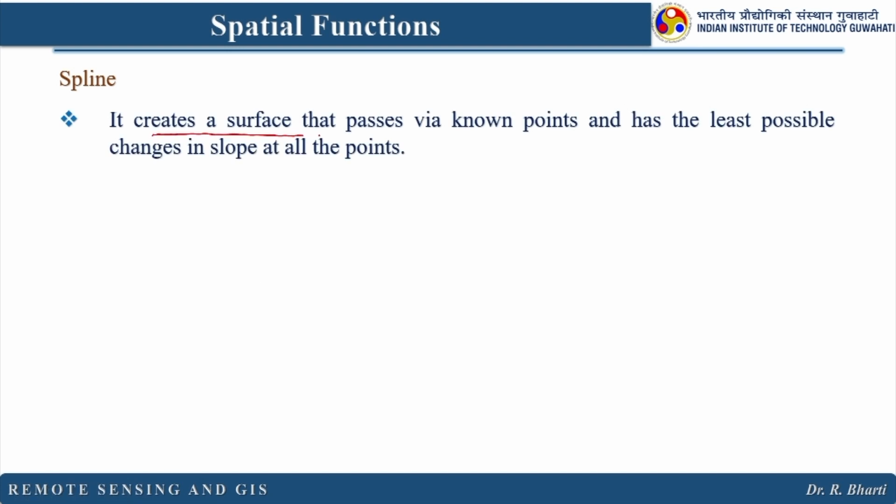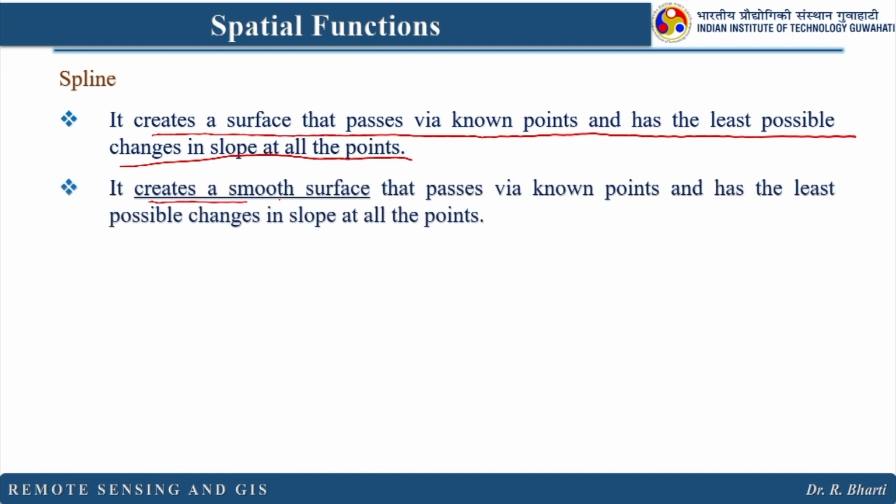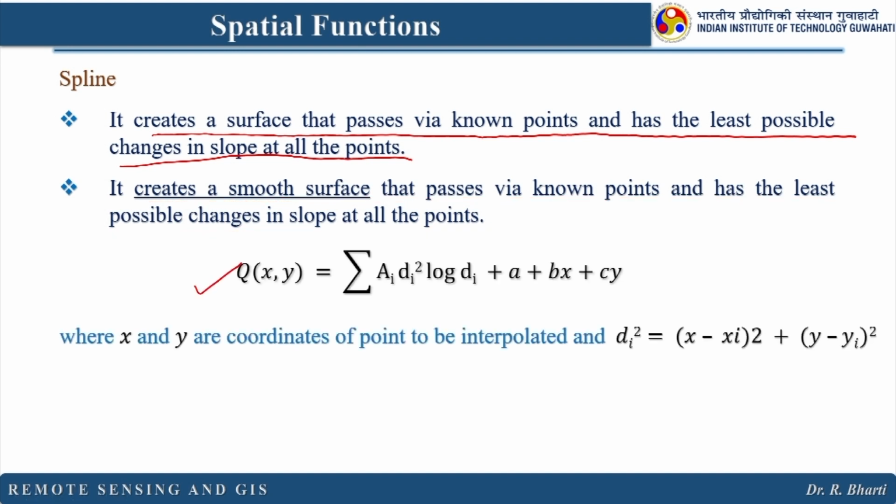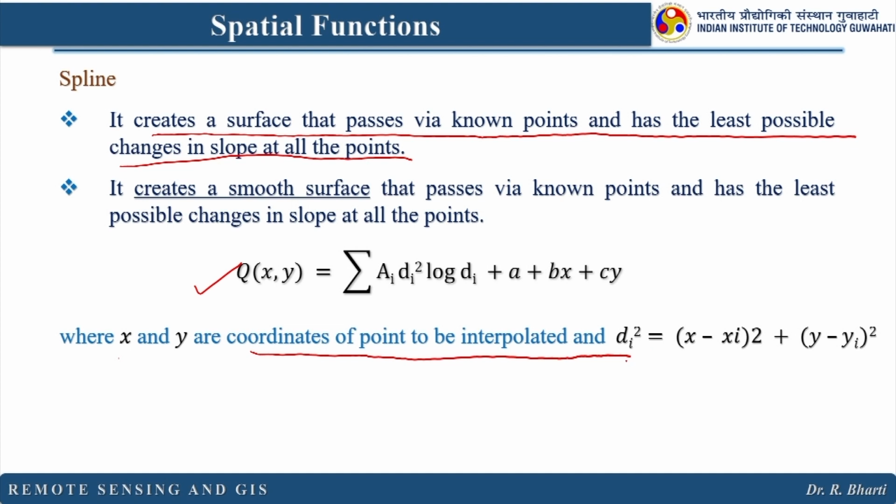It creates a smooth surface that passes via known points and has the least possible changes in slope at the points. Spline can be performed using this equation, where x and y are coordinates of the point to be interpolated, and di square is basically the square of x minus xi plus the square of y minus yi. So this can be used to apply the spline or the smoothing on any given data.